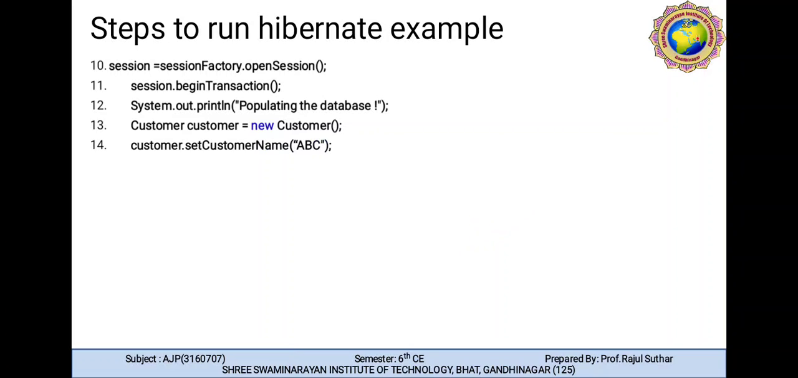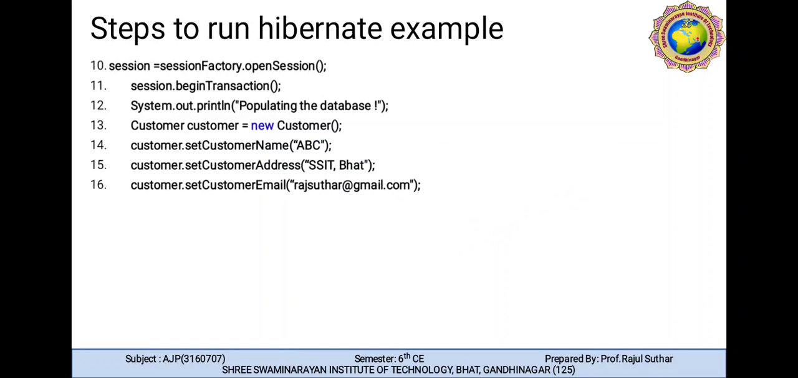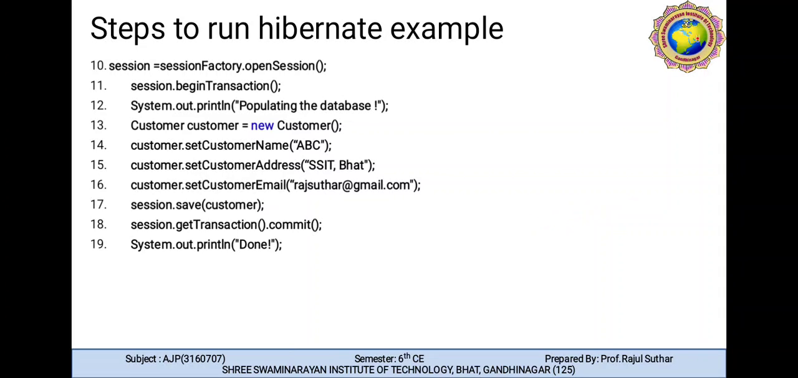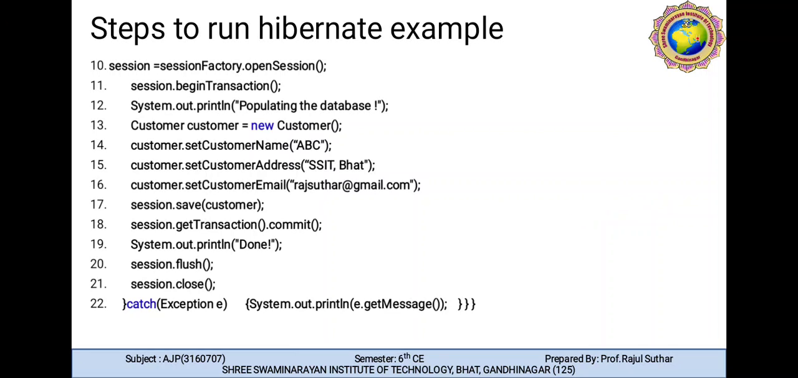Customer is equal to new Customer, setCustomerName is ABC, customer address is SSID BART. We can use the email ID as well. session.save(customer), getTransaction().commit(), System.out.println done. Session.flush is used to clean up, or it releases the connection. It is used for garbage collection. And finally session.close. If there is any exception, the System.out.println message will appear in the exception block.